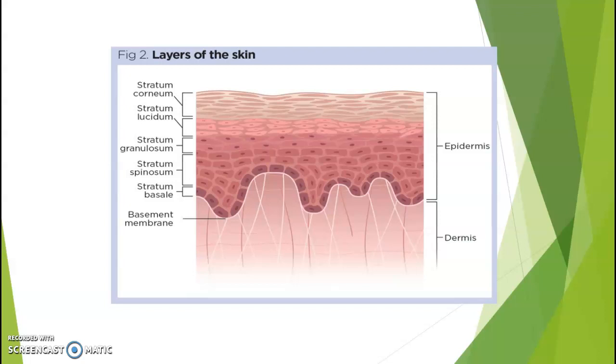The second is the stratum lucidum, only found in thick skin, that is, the palms of the hands, the soles of the feet, and the digits. The third is the stratum granulosum, also known as the granular layer. Fourth, the stratum spinosum, also known as the prickle cell layer. Lastly, the stratum basale, also known as the germinative layer.